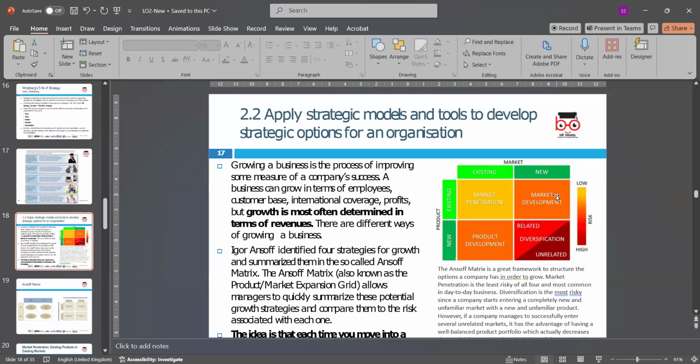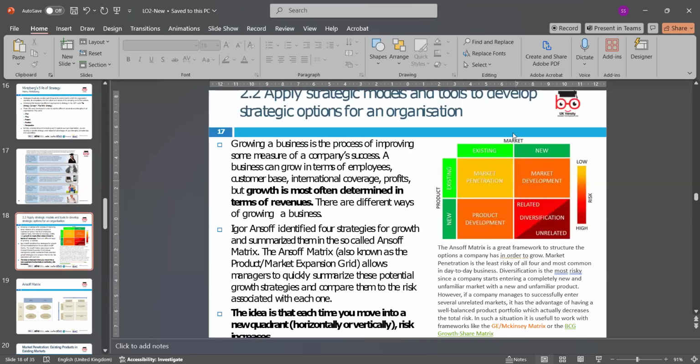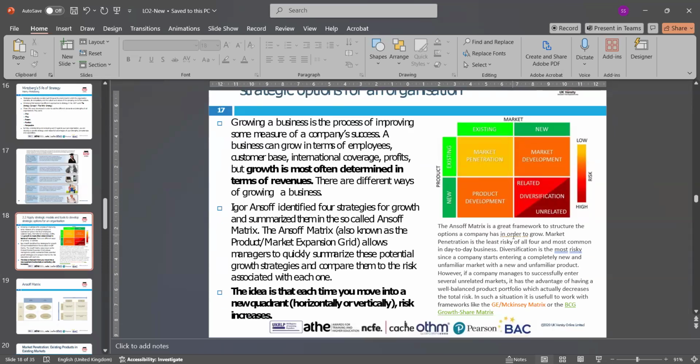If your international coverage increases, it means you are opening your stores in different areas of the country, and profit, etc. But in general, if we talk about the growth, most often we consider growth in terms of revenue. Yeah, we are going to discuss the Ansoff model in the next slide.